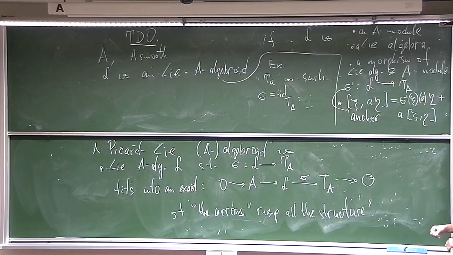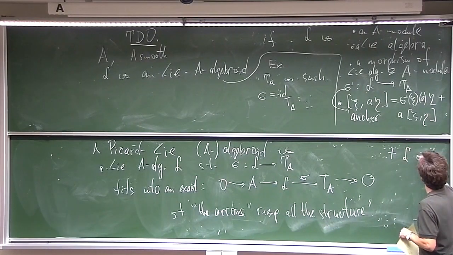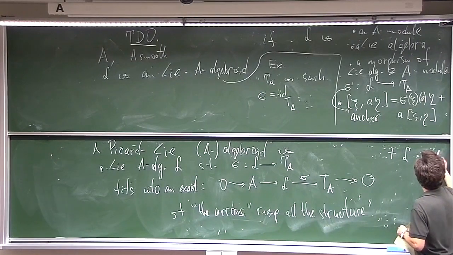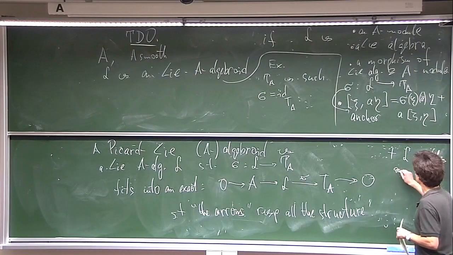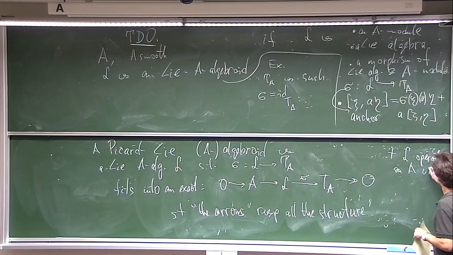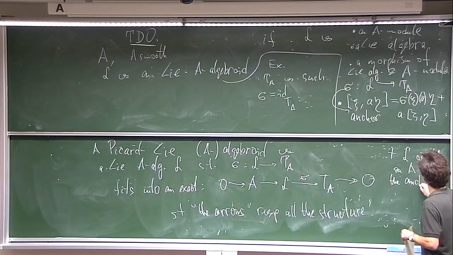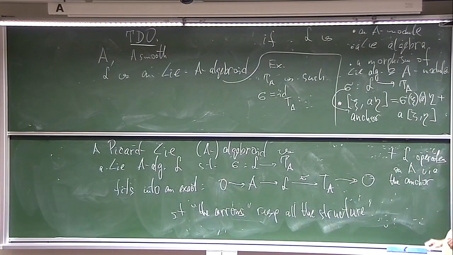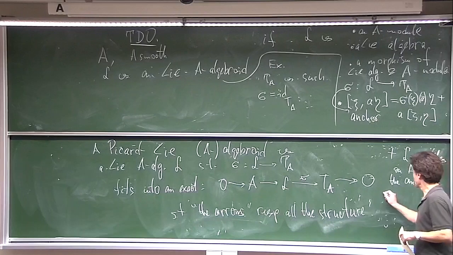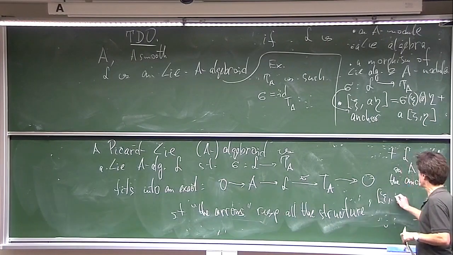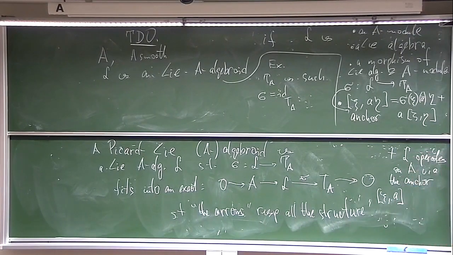And this is the last condition. So L operates on A via the anchor. So psi, the bracket of psi with A, I'm going to write a formula that definitely looks tautological, it's not quite tautological. It's tautological in the case of T sub A.